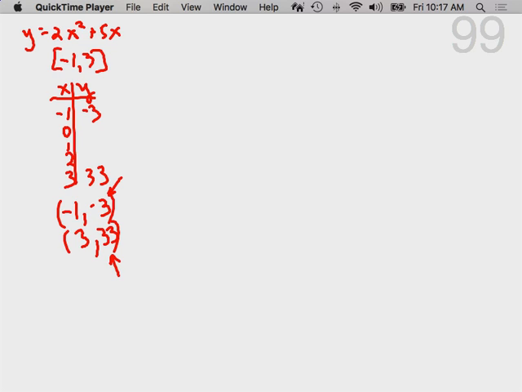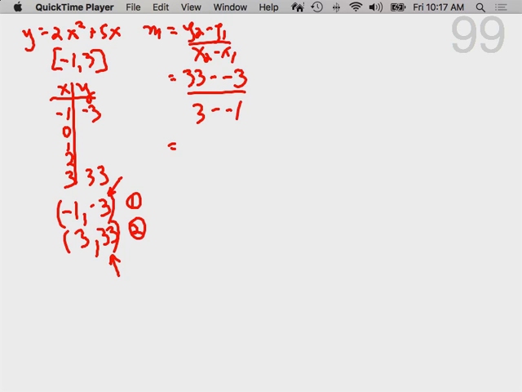So now I have my 2 points, -1, -3, and 3 comma 33. At that point, I use my slope or rate of change formula. I'll call this one the second point, this one the first point. So I get 33 minus -3 over 3 minus -1, which is 36 over 4, which is 9. And once again, the success with that was very good. Most people got that right.